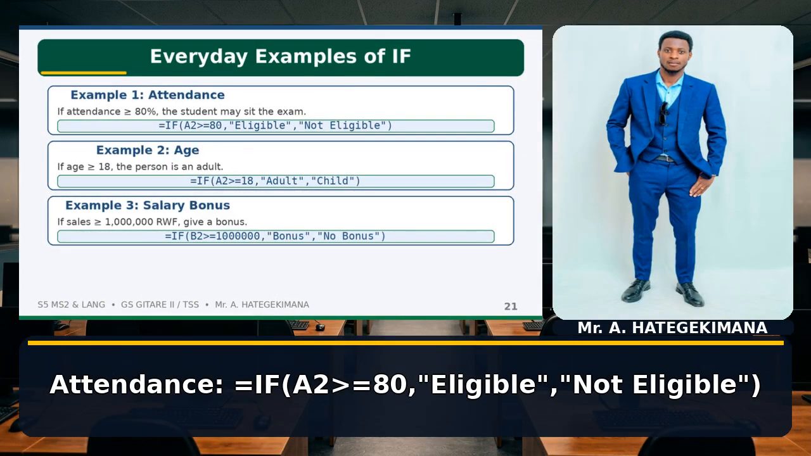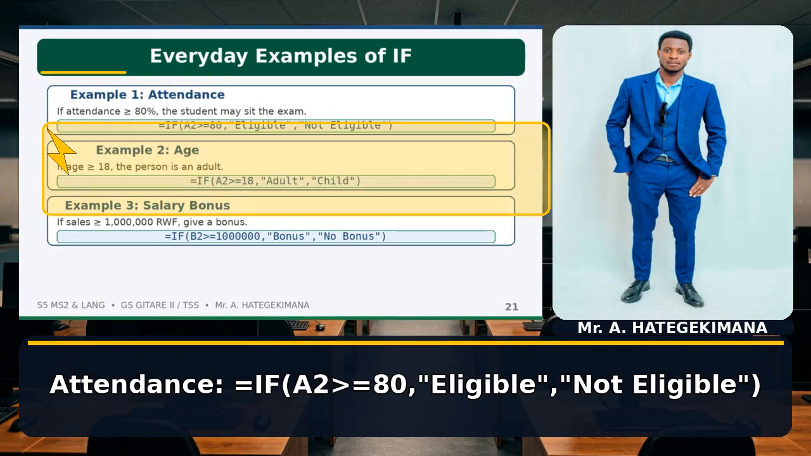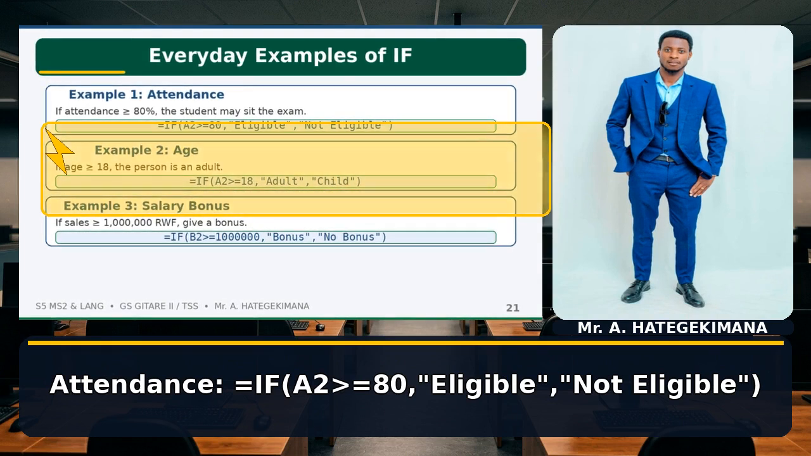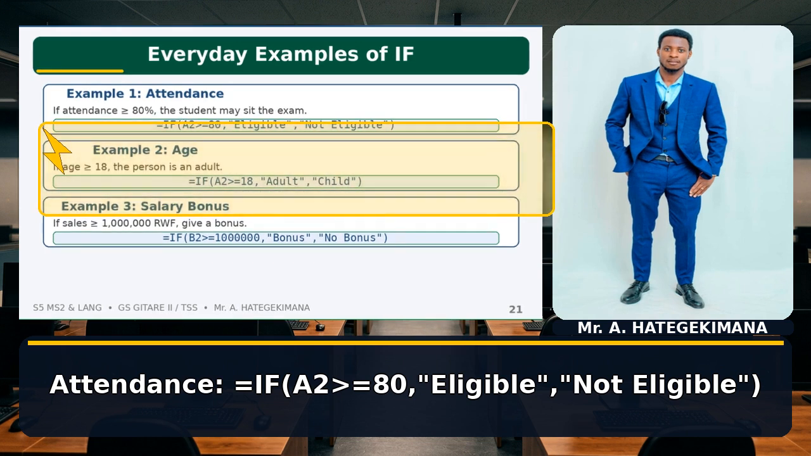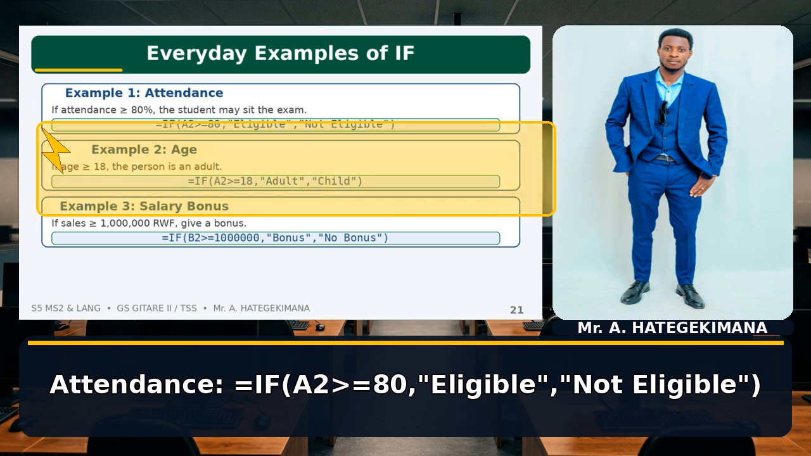The if function is useful in many everyday situations. Let me show you 3 examples. First, attendance. If a student's attendance is 80% or more, that student may sit for the exam. The formula is equals if A2 greater than or equal to 80, then eligible if true, and not eligible if false.